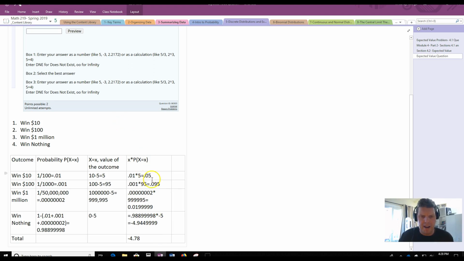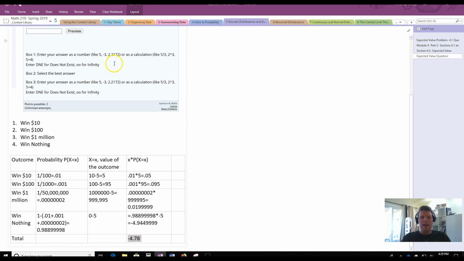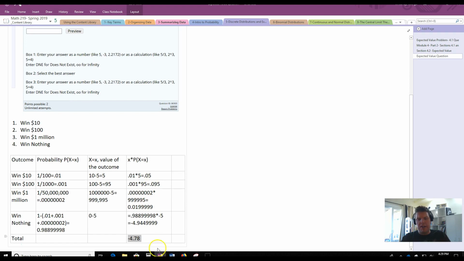So 0.05 plus 0.095 plus 0.01999999 plus negative 4.944999999 turns out to be negative $4.78. So that's our expected value. That in fact is the answer to our question: what is the expected value of the lottery ticket in dollars? Well, it's negative $4.78. And does Robert expect to earn a profit if he buys 100 tickets? Well, the answer is no, he doesn't, because he has negative expected value.